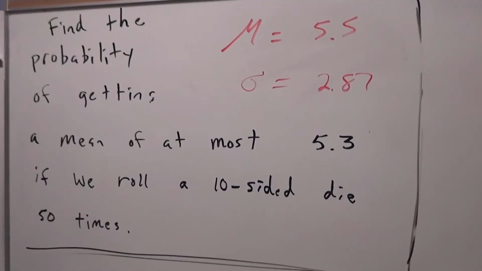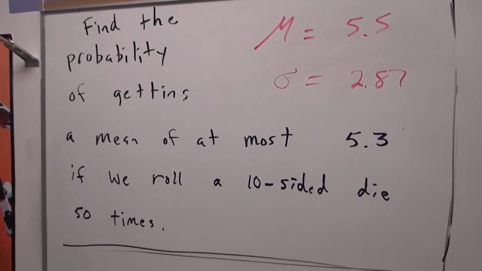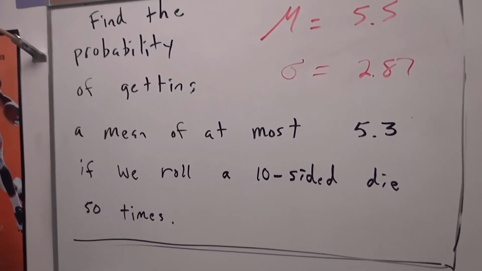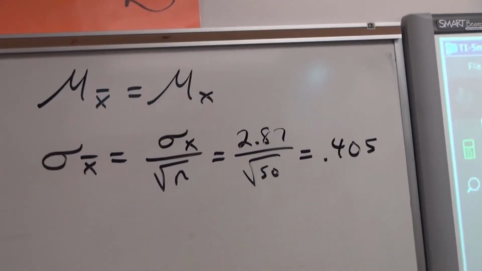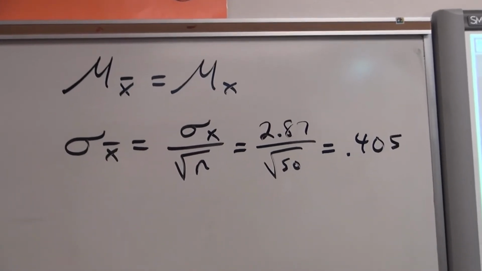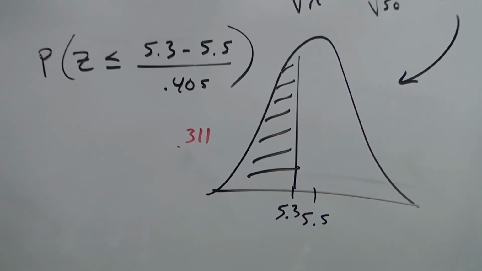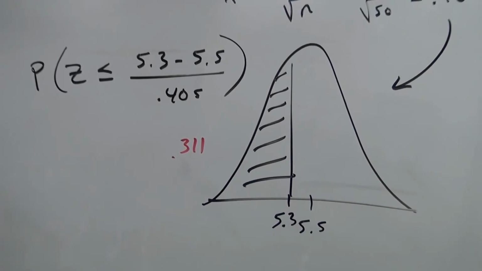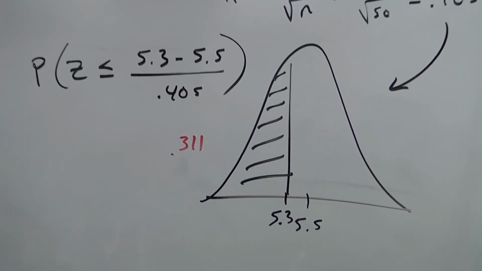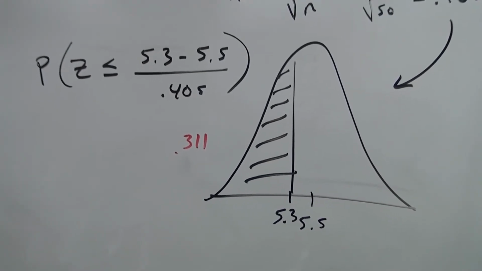Now, what I did at that point was, I gave them this problem over here. It's basically find the probability of getting a mean of at most 5.3 if we roll a 10-sided die 50 times. And I gave them the mean and the standard deviation per one roll. Well, then we used the formulas to get that the standard deviation is 0.405 for the sample mean. So with that in mind, we drew the sampling distribution of means, the theoretical sampling distribution, which implies we don't even have to take a sample. We just know that if we do that work, that's the proportion of the time that you would expect to get a mean average less than, or at most rather, 5.3.